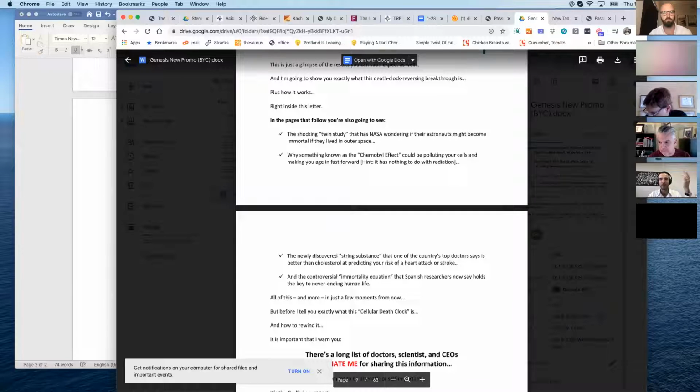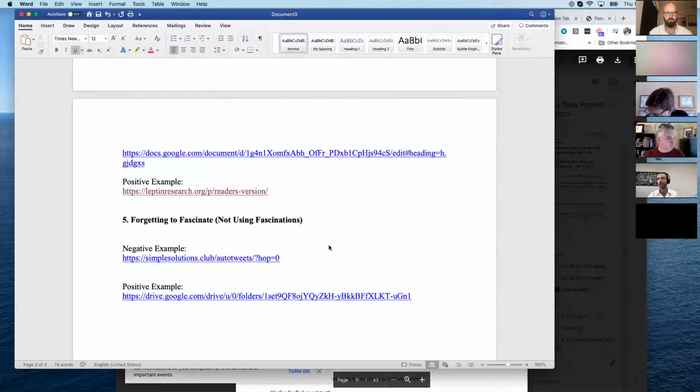Colin asked what the difference is between fascinations and bullets, and there's not really one. I mean, it's really a terminology thing. As long as the bullets are curiosity driven bullets where you're teasing something in a unique way, you're creating little riddles for people, then there's really no difference. It's just semantics.